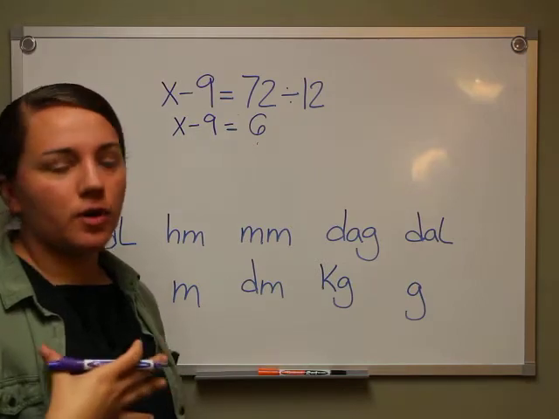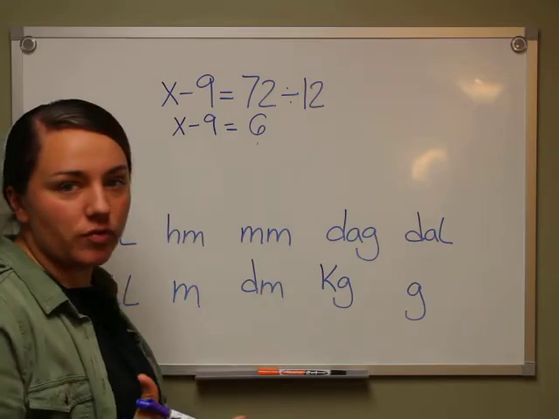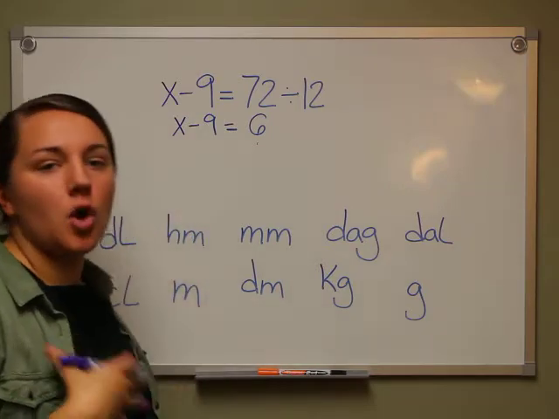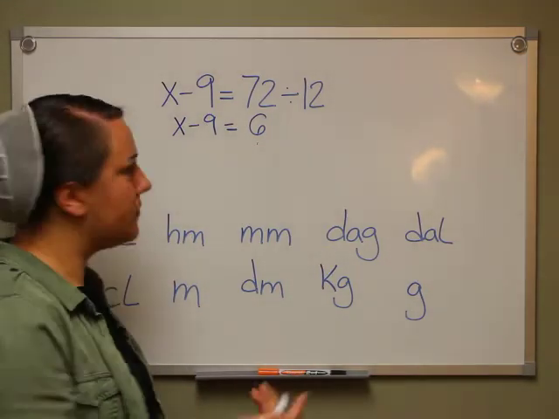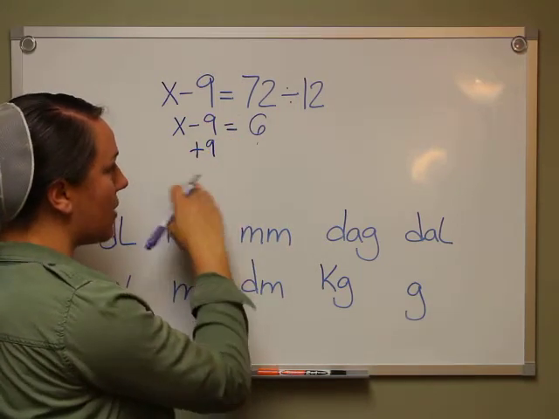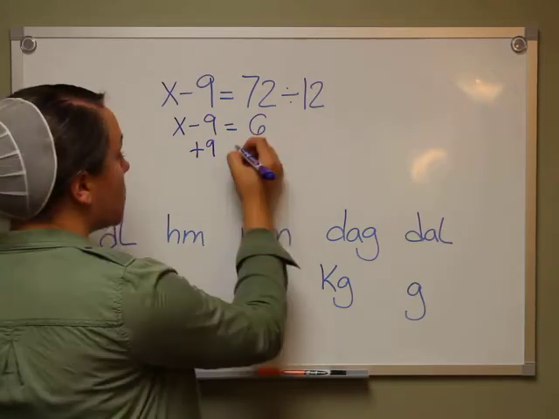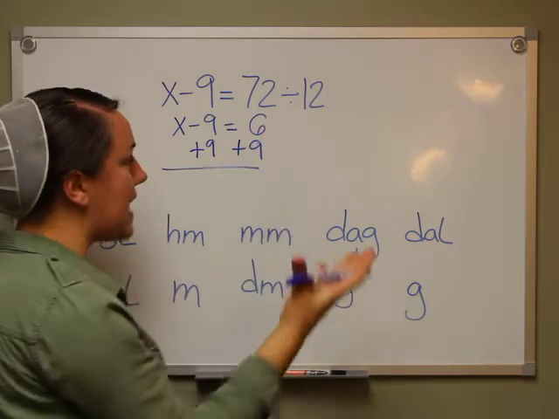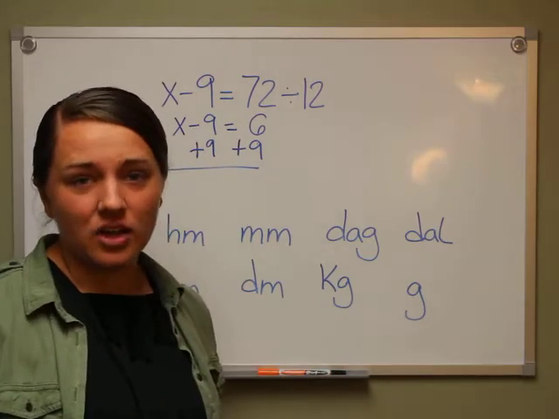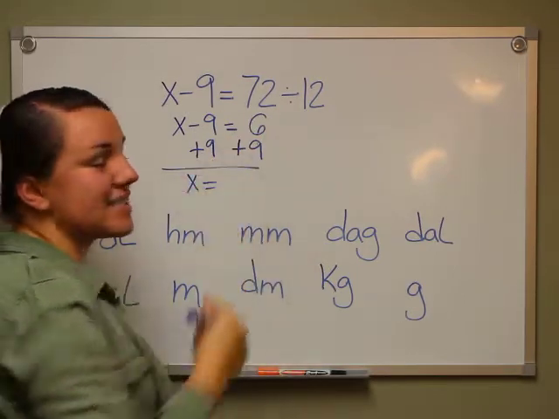Now, we need to solve for our unknown letter, and to do that, we need to get this letter by itself. So we need to get rid of minus 9. What is the opposite of subtraction? Addition, right? So we're going to add 9 to minus 9 so that we can get rid of that. Now remember, what we do to one side, we have to do to the other side. So we're also going to add 9 to that side. Over here we have minus 9 and plus 9, so that is equal to nothing. So now we have x by itself. x equals, what is 6 plus 9?